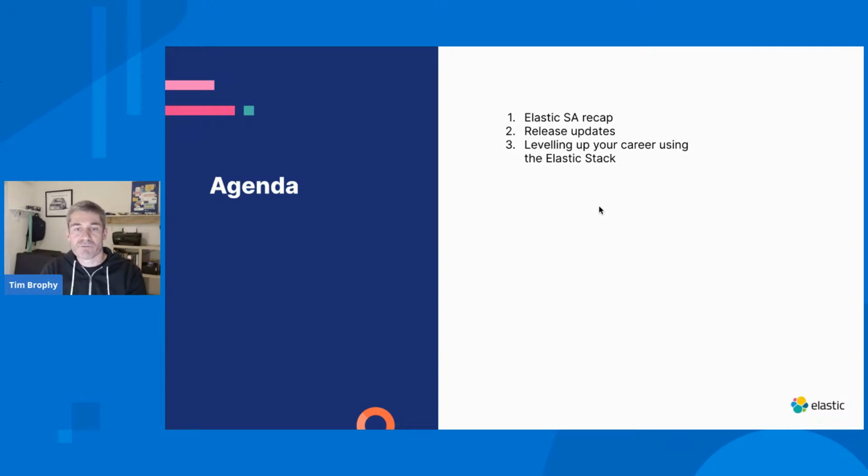We'll look at release updates. Something which has become fairly common with Elastic is that we release roughly every 8 to 10 weeks, so there've been a few releases since our last meetup. And then I'm going to run a bit of an experiment. I'm going to present something that I've been working on that's been in the back of my mind for a while.